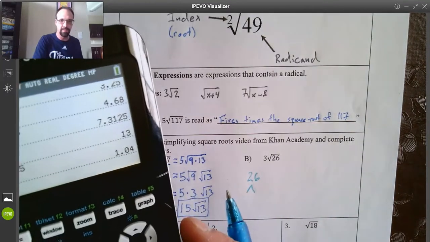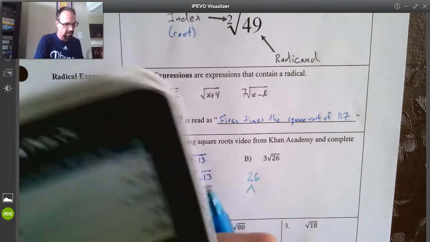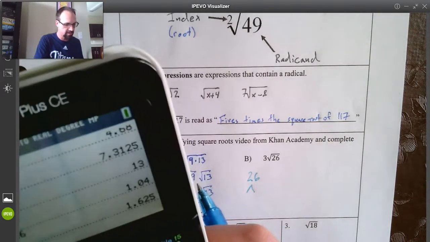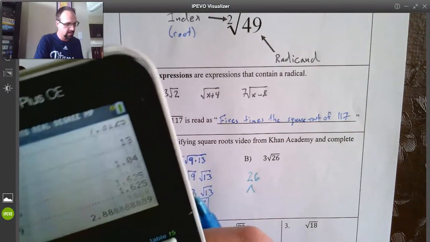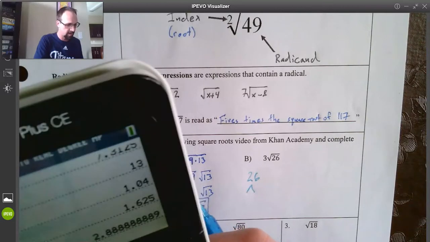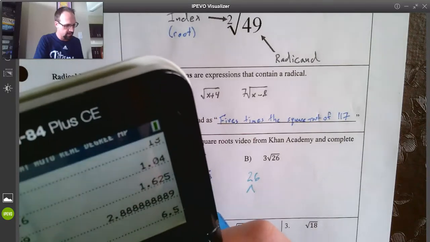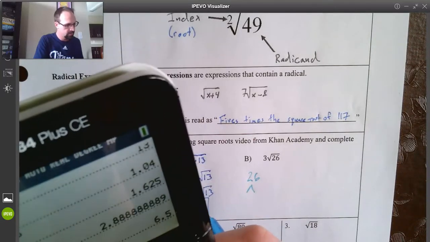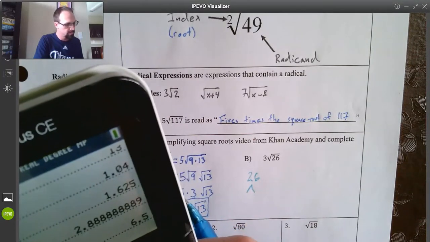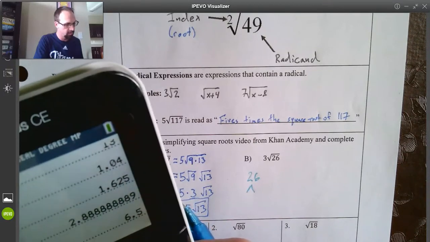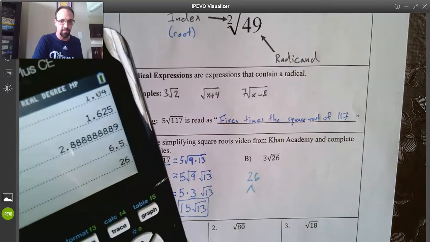So 25 doesn't work. So 26 divided by 16, that one doesn't work. 26 divided by 9, that one doesn't work. 26 divided by 4, oh, close. 26 divided by 1, what did I miss? 25, 16, 9, 4, 1. So then we're just left with this one.